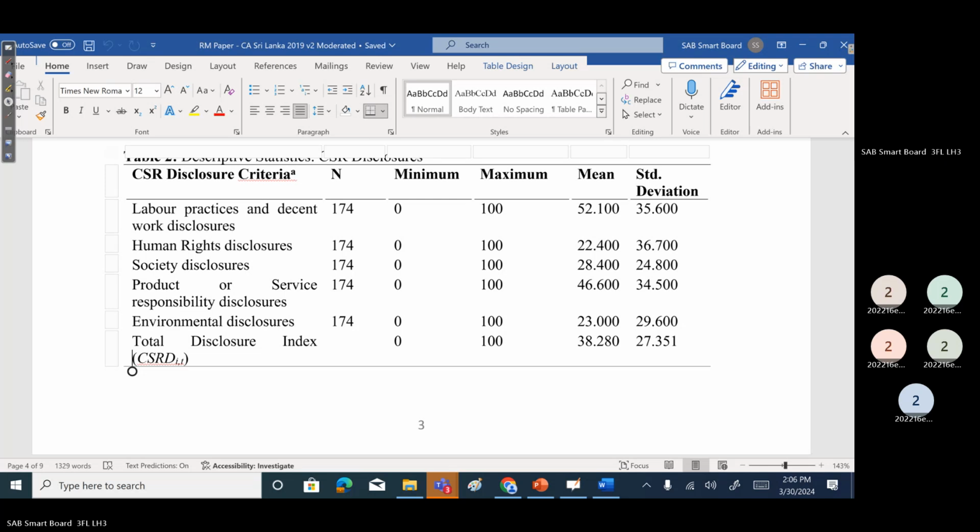The next aspect you can cover is under the CSR sub-indices: which has the highest disclosure when it comes to mean value? Product or service reliability disclosure is 46.6%. That's good, almost 50% of companies are disclosing that information. Labor practices is also high, at 52%, because of labor requirements. The lowest one is human rights. So those insights you should be able to derive from the descriptive statistics.